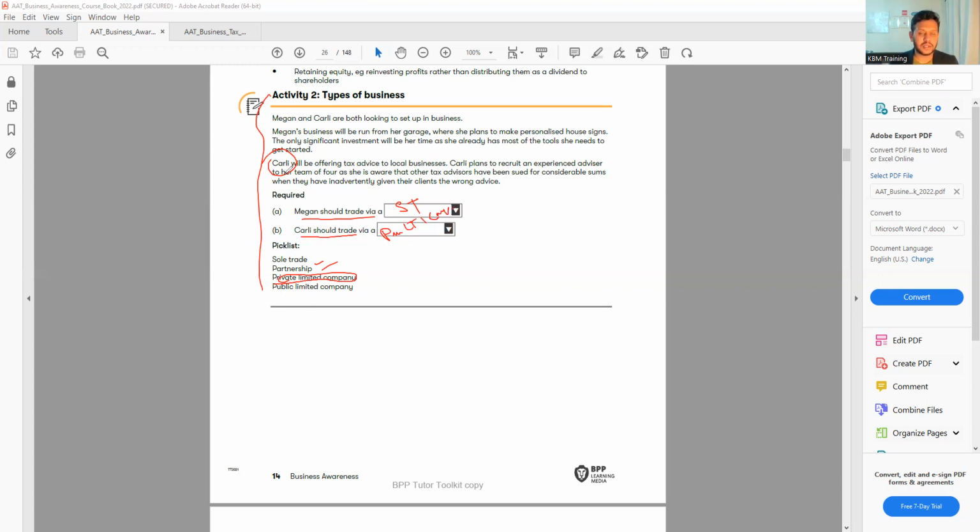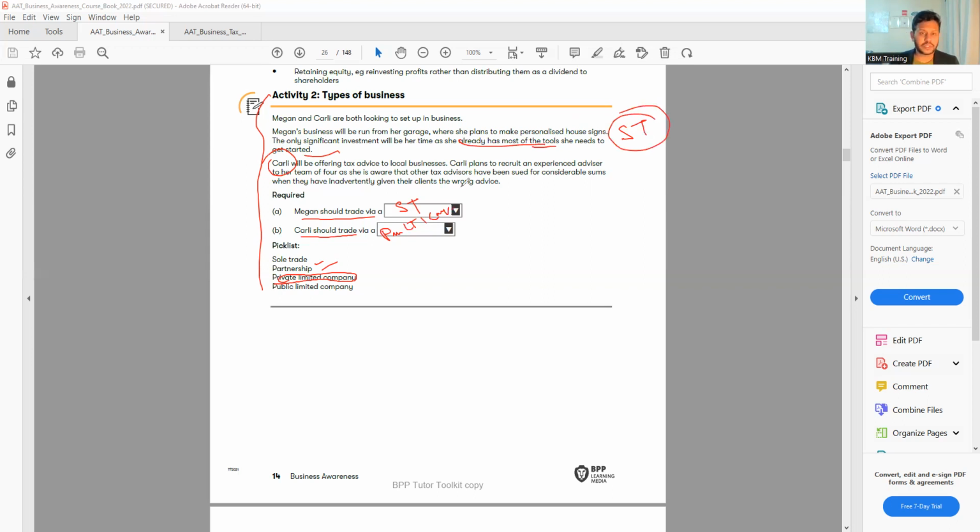But here, the main point is that Megan has everything. You just need to make some signatures and she already has most of the tools, and there is no risk we can see involved here. For that reason, we can say you can go with the sole trader because they don't have much risk.